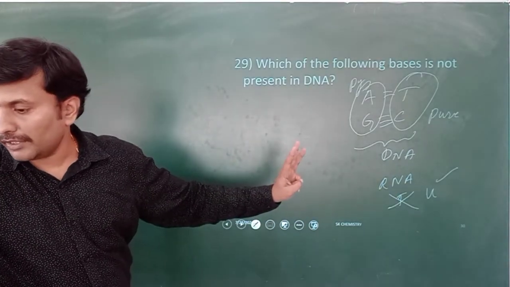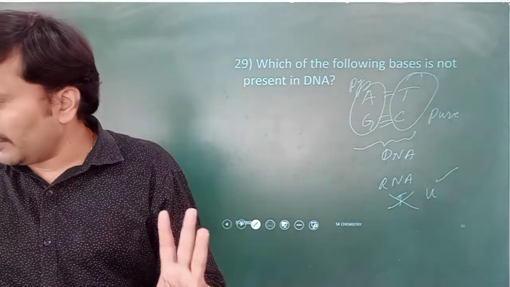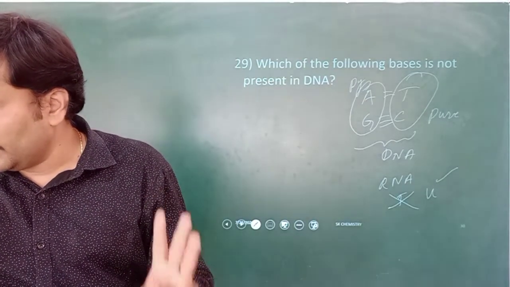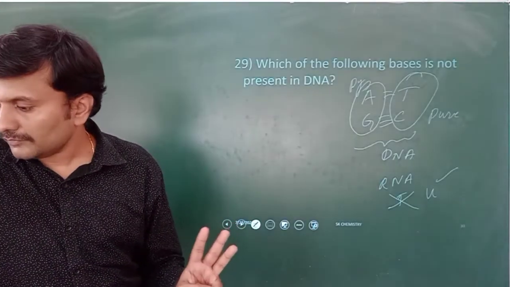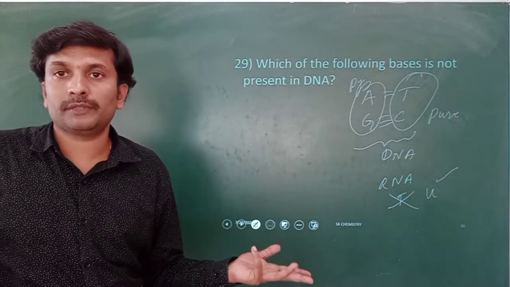Which of the following bases is not present in DNA? Uracil. Uracil is present in RNA.